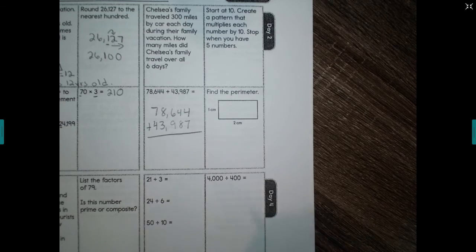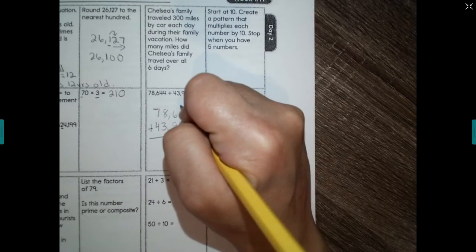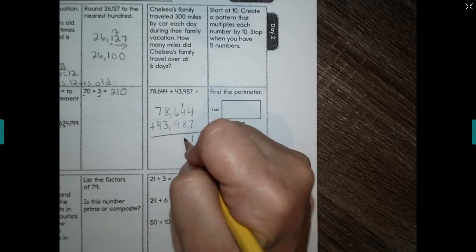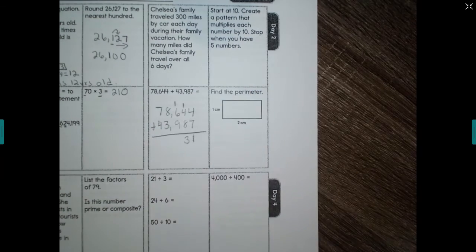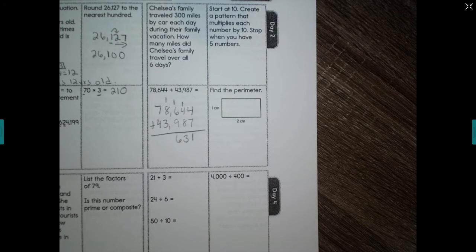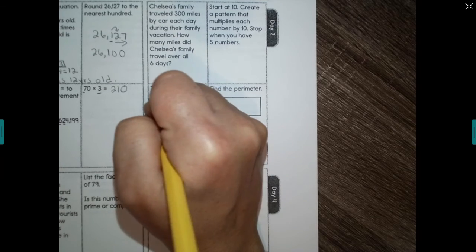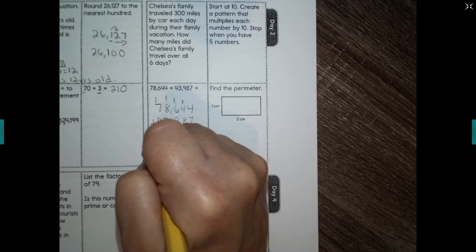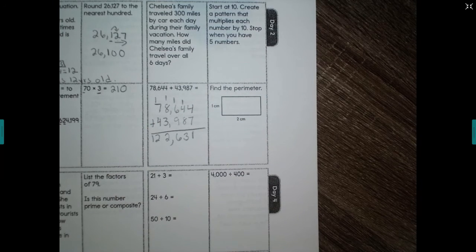So 4 plus 7 is 11. Carry your 1. 4 plus 8 is 12, plus 1 is 13. Carry your 1. 1 plus 9 is 10, plus 6 is 16. Carry your 1. 8 plus 3 is 11, plus 1 is 12. Carry your 1. 7 plus 4 is 11, plus 1 is 12. So you should have gotten 122,631.